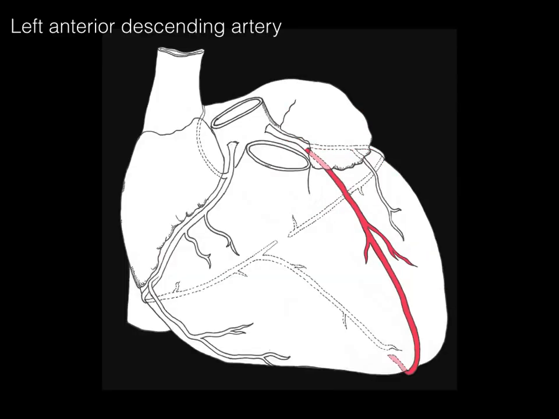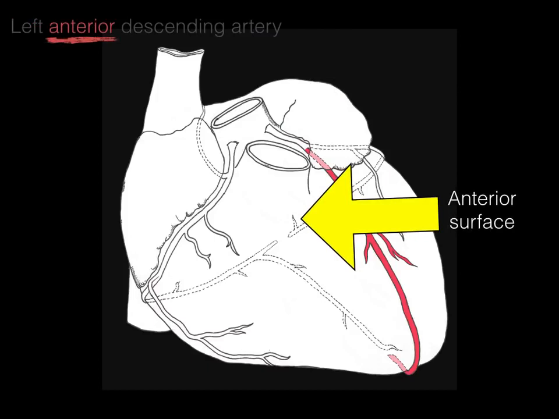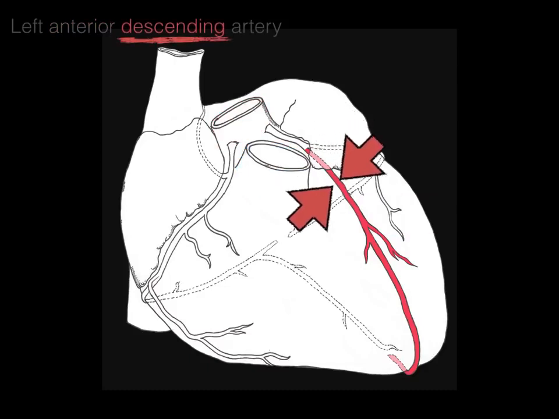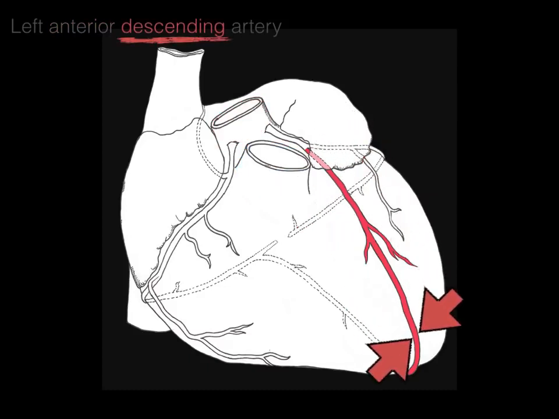So the LAD is the left anterior descending artery. Left because it comes off the left coronary artery. Anterior because it's on the anterior surface of the heart. And we know it's the anterior surface because there's the pulmonary trunk and there's the aorta. And descending because it descends on the front of the heart, like that.